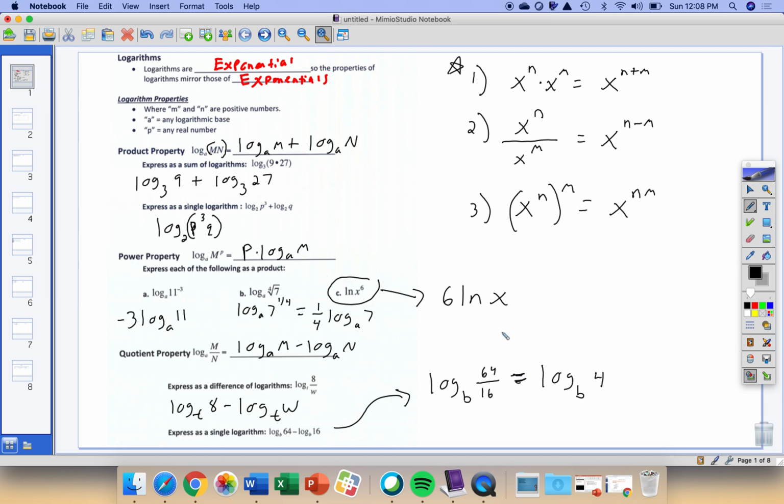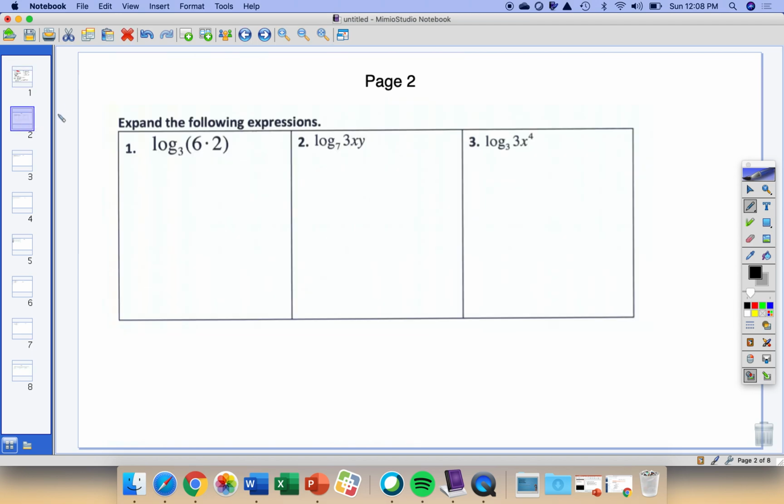Okay, so I can use these properties to expand or condense, depending on what the problem is asking for. Sometimes I have to expand, sometimes I have to condense. The actual problem itself will dictate what you're going to need to do. Now, on pages 2 and 3, there are a lot of examples. I'm not going to do them all, but I will do many of them. Okay, so here I am, I'm on page 2. We'll do a couple of examples together.